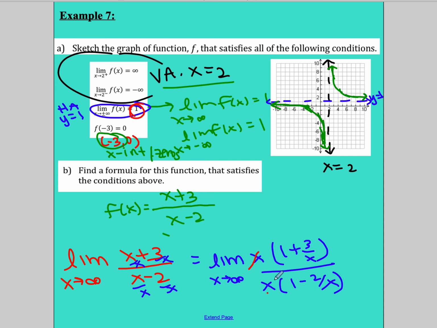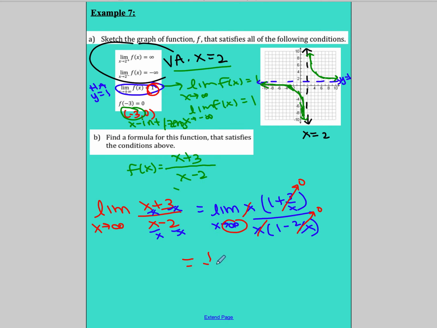Our x's would cancel. And then I would think about taking the limit as x approaches infinity, so plugging in a very large number for x. If I have some number over an x to a degree, that will approach 0. So when I do that, I will have 1 over 1, which is 1. And so my horizontal asymptote checks out. So this would be my formula for example 7.